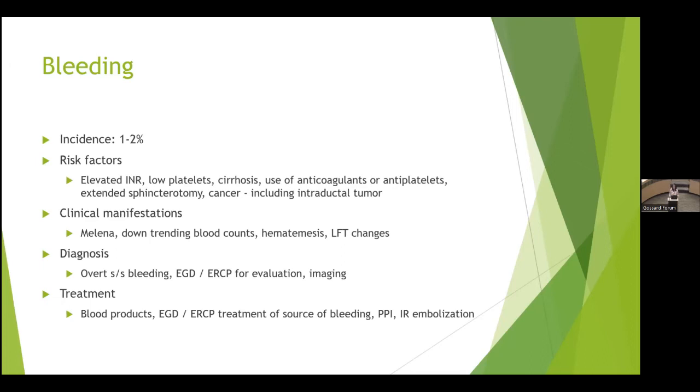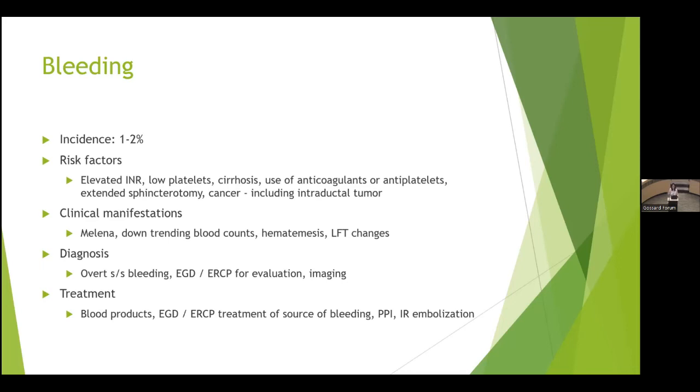So clinical manifestations of post-ERCP bleeding typically include overt signs of bleeding, including melena, hematemesis, often downtrending blood counts, and potentially LFT changes. They can develop a clot at the base of the bile duct where that sphincterotomy occurred, and that can cause a bile duct obstruction, which would manifest typically as rising liver numbers. So the way we diagnose this is with overt signs of bleeding.